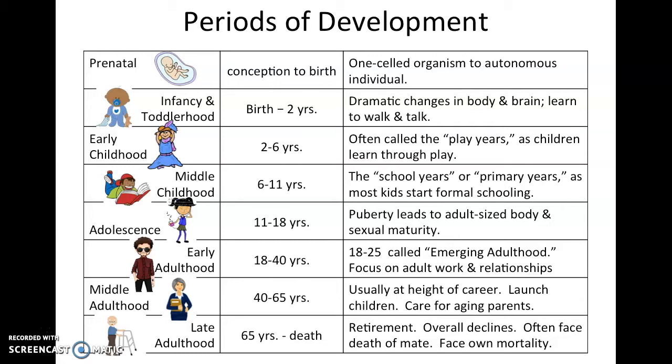When information is presented in this manner, so when it's organized by age, we say that it is chronological. Our text and class are organized chronologically. Personally, when I think of humans and their development, I think in a chronological way too.